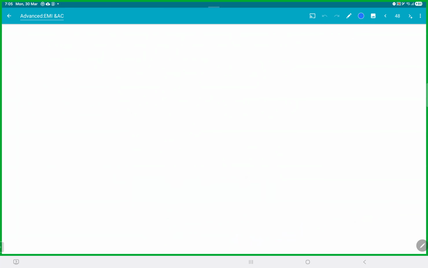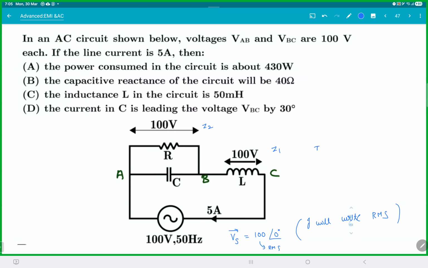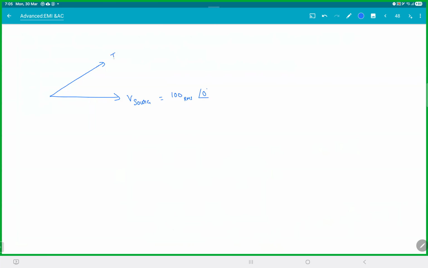VBC and VAC. Okay, let's start with the phasor part only. So I will take V source, which was 100 RMS, angle 0. Now the other one, I have the current which is flowing. I will take it as I, that is also 5 RMS, some phase angle phi. I don't know how much is phi. Current won't be in phase, no? There's no guarantee. So let phi be the phase angle between the V source and your I source current.